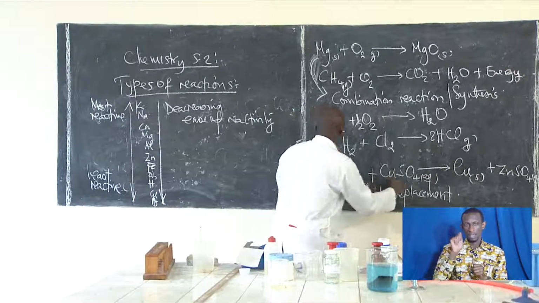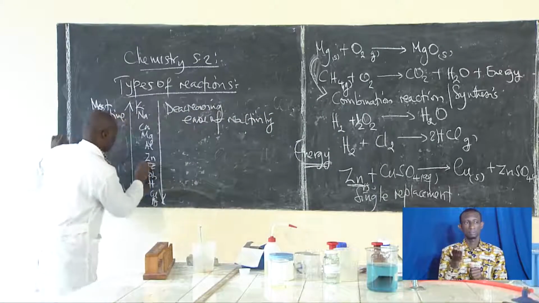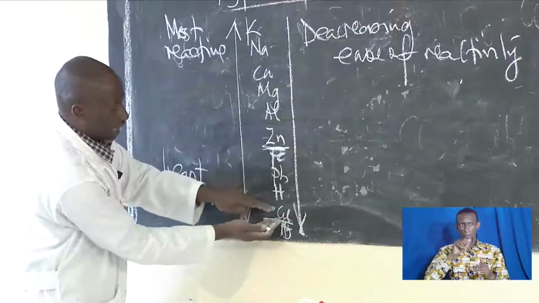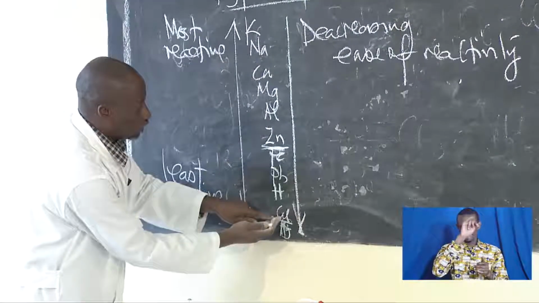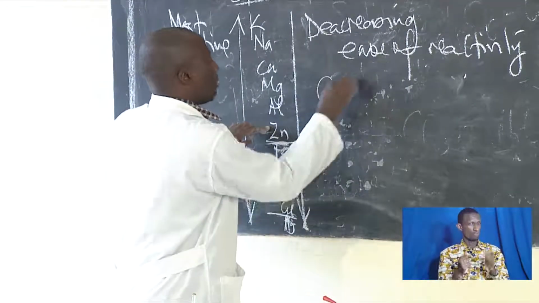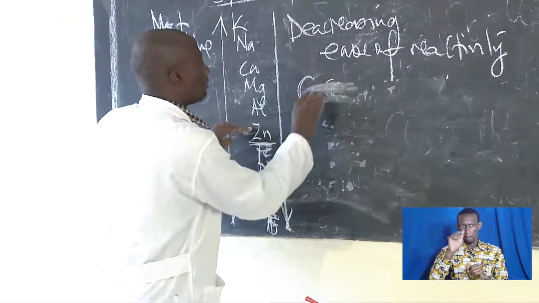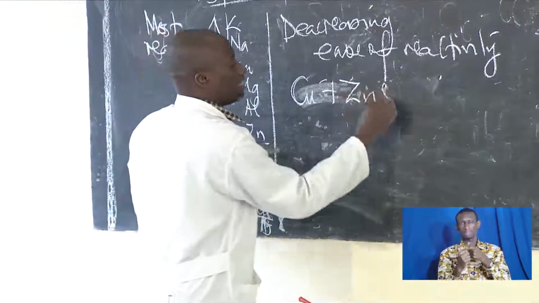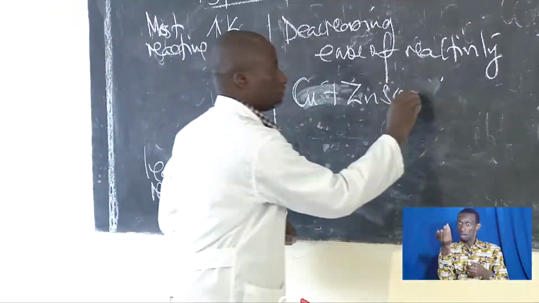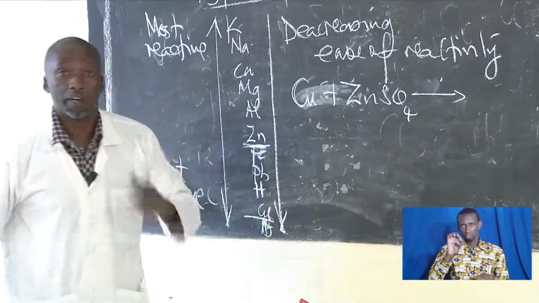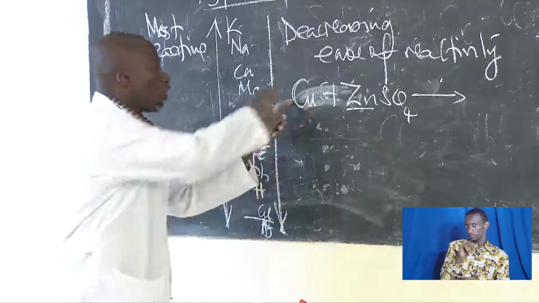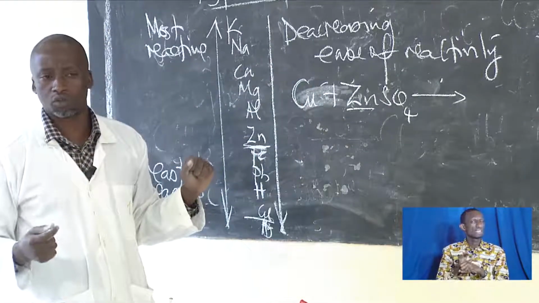If I use zinc and copper as an example, it means that zinc is more reactive than copper, and therefore this reaction can take place. But if you have, for example, copper sulfate and zinc, you get copper plus zinc sulfate. But the reverse reaction won't take place. Why? Because zinc is more reactive than copper, so copper cannot displace it from its solution.